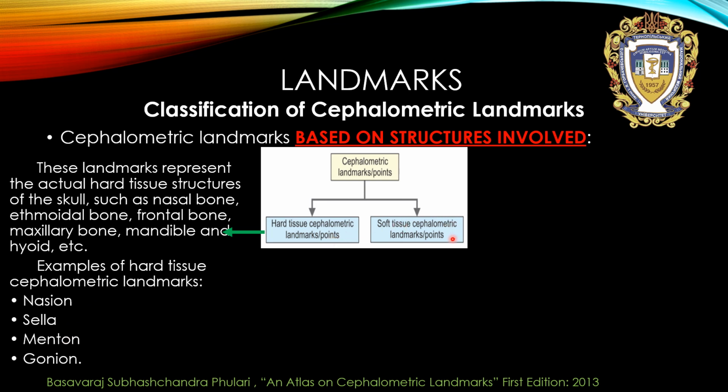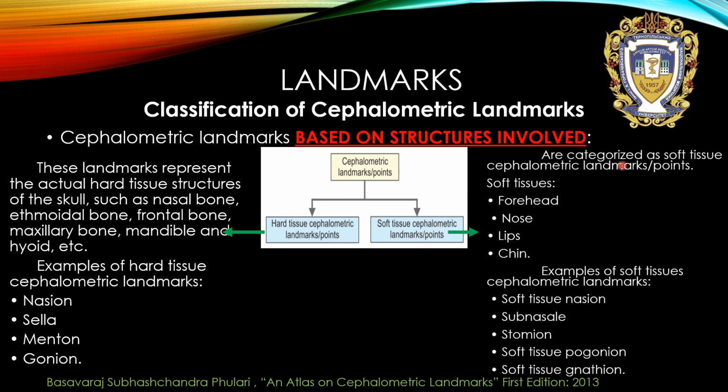But soft tissue cephalometric landmarks and points, categorized as soft tissue cephalometric, connect with soft tissues like forehead, nose, lips, chin. And examples of soft tissue cephalometric landmarks are soft tissue nasion, subnasale, stomion, soft tissue pogonion, soft tissue gnathion, and many others.